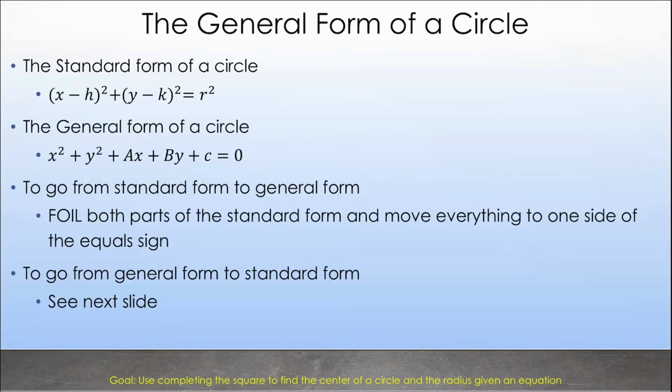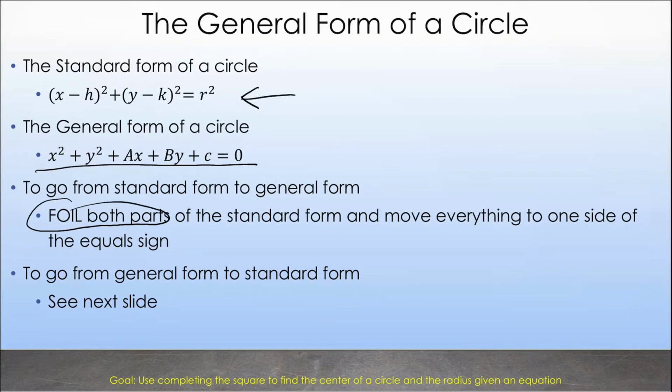Okay, so the general form of a circle. The standard form of a circle, we just talked about that. The general form, though, looks yucky and doesn't tell us a whole lot: x squared plus y squared plus ax plus by plus c equals 0. To go from standard form to general form, we just have to FOIL both parts of the standard form and move everything to one side.